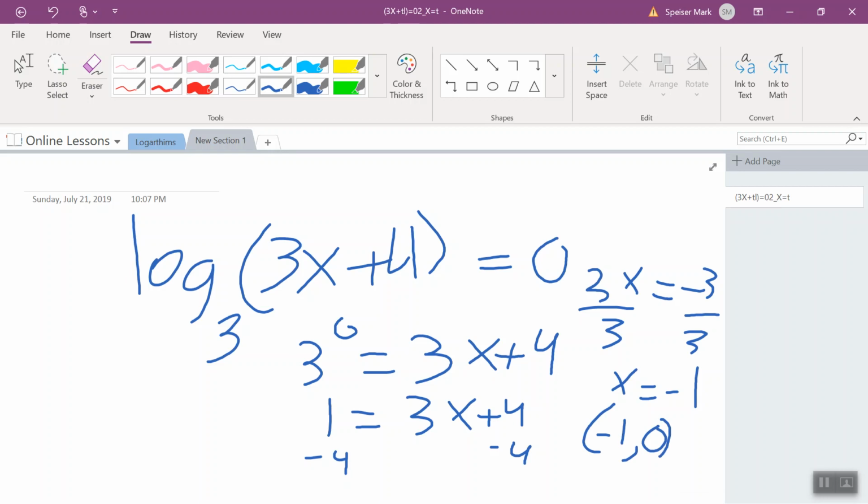Remember, the x-intercept and y-intercept are points. This is how to find the x-intercept. On to the next one.